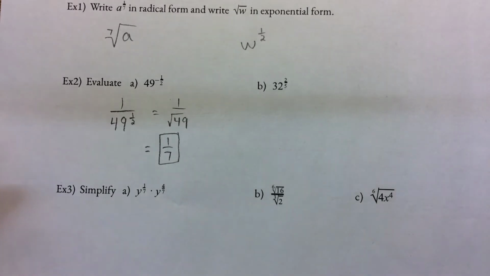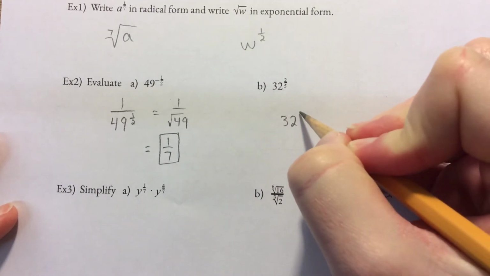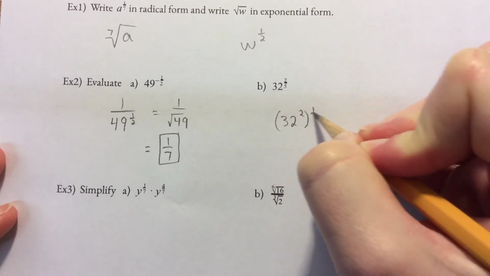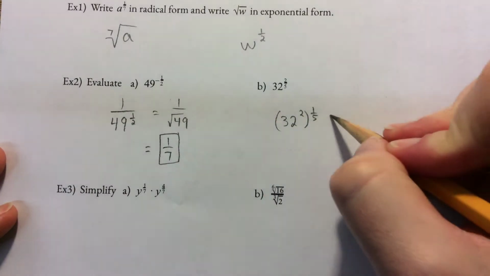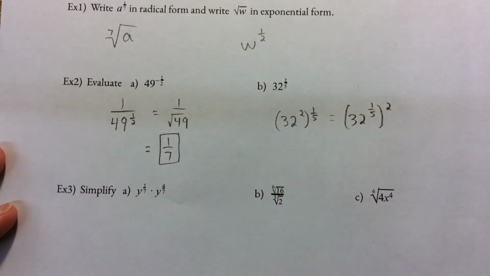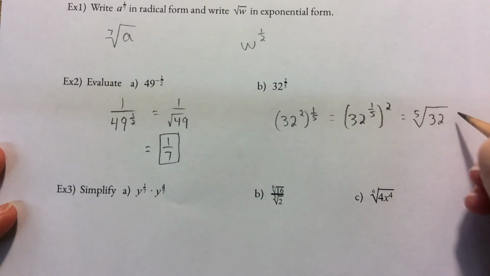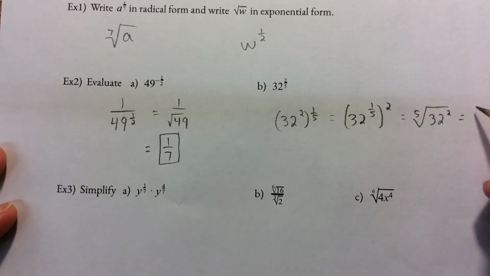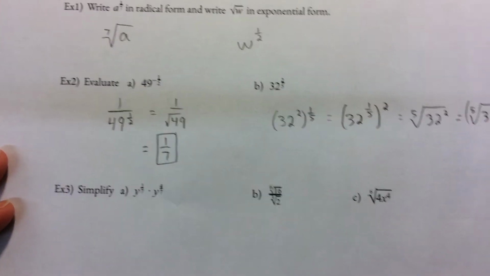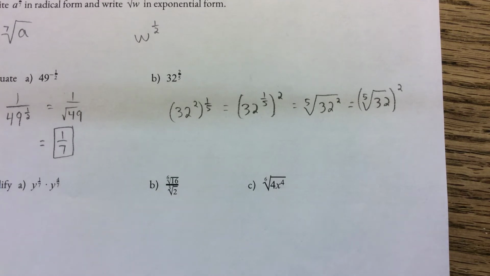Alright, 32 to the 2/5. So this is the same thing. I could write this a bunch of different ways. I could say it's 32 squared to the 1/5. I could write it as 32 to the 1/5 squared. I could write it as the 5th root of 32 squared. Or I could say it's the 5th root of 32, squared. Those all mean the same thing.